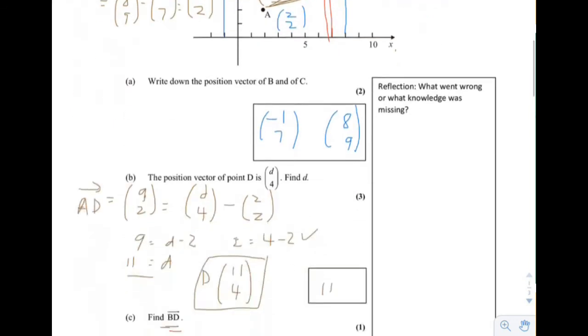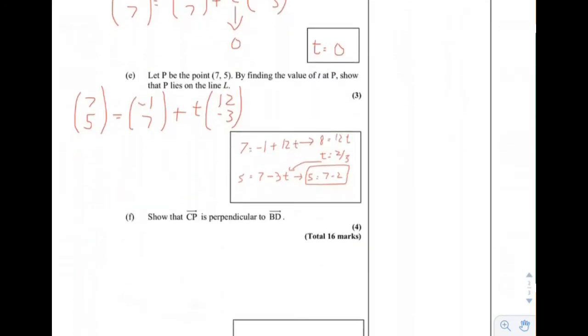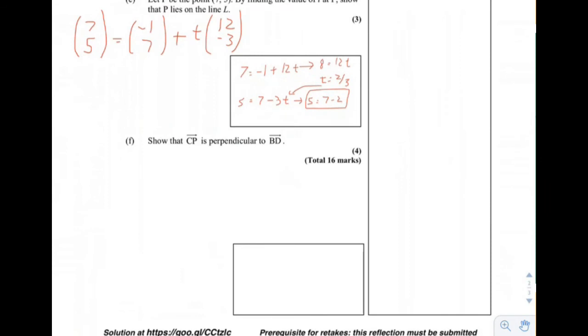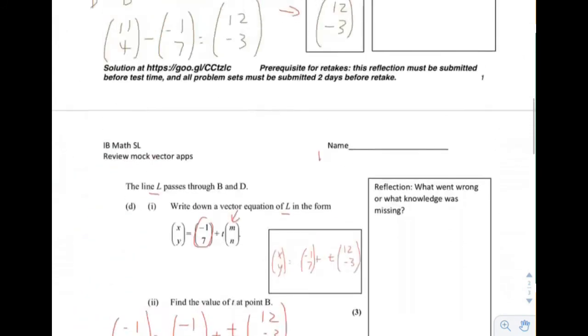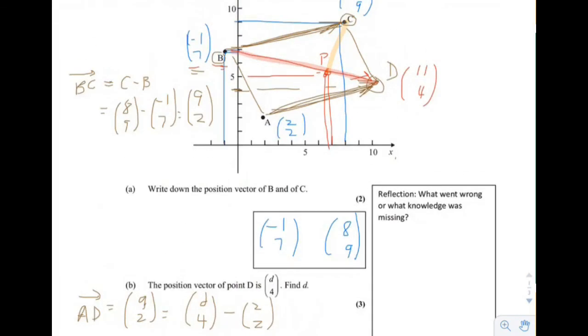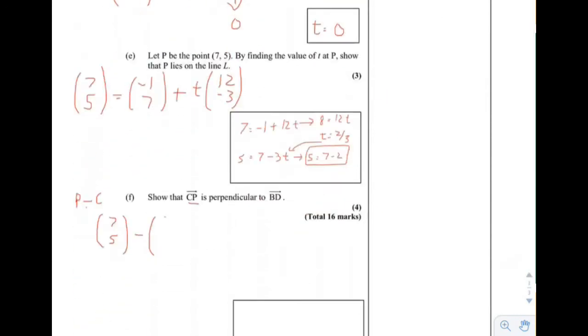To prove that, here's a hint: whenever they say perpendicular or parallel with vectors, what they want you to do is take the scalar product. So first we take the equation for CP, which is going to be P minus C. The point P is 7, 5, and for the point C, go back up and get the coordinates. C is 8, 9. So CP is equal to negative 1, and then the y-coordinate would be 5 minus 9, which is negative 4.